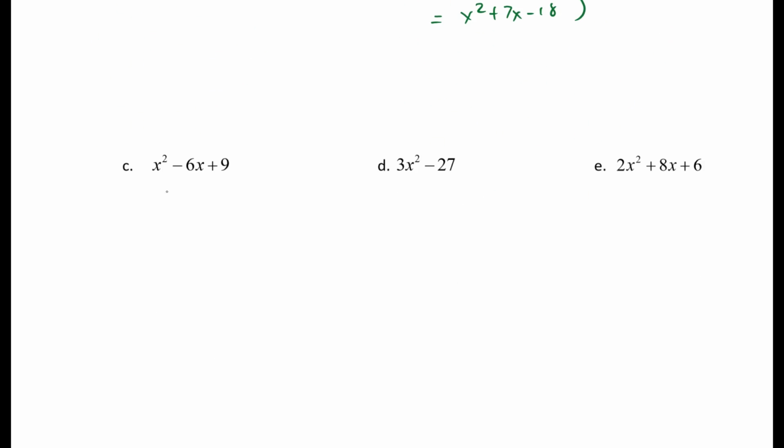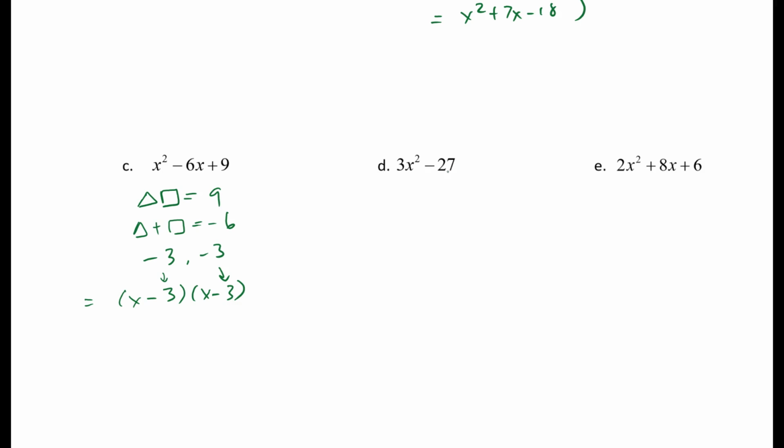For C here, two numbers that multiply to 9, two numbers that add to negative 6. Well, see, negative 3 and negative 3 will fit that bill. So those are the factors, x minus 3, x minus 3. Those are the numbers that are just dropping down right there.